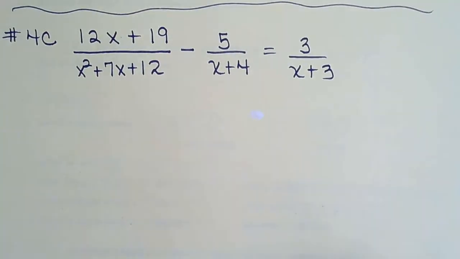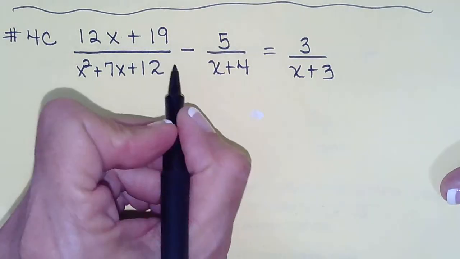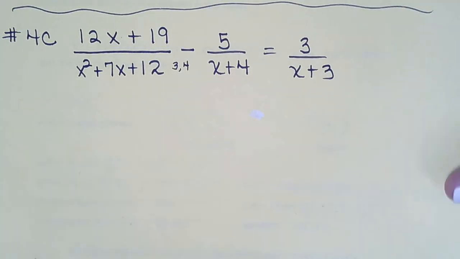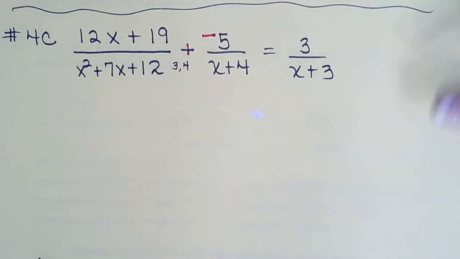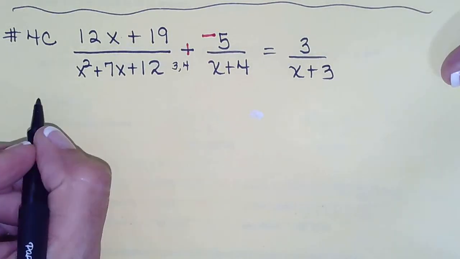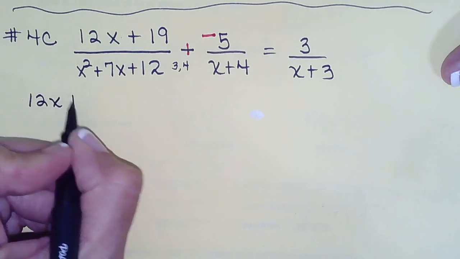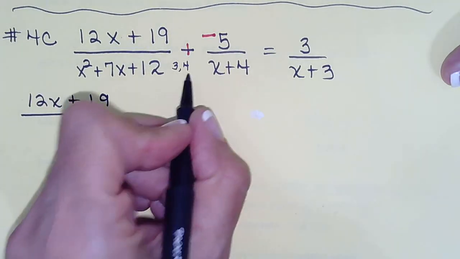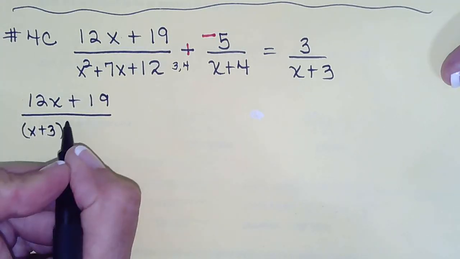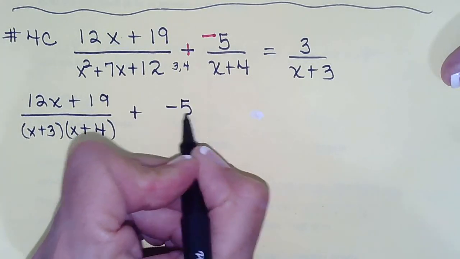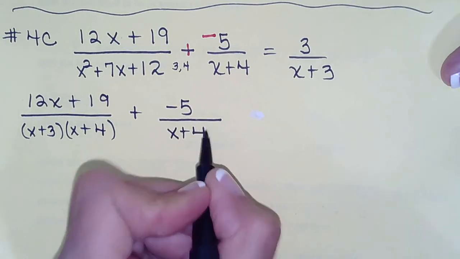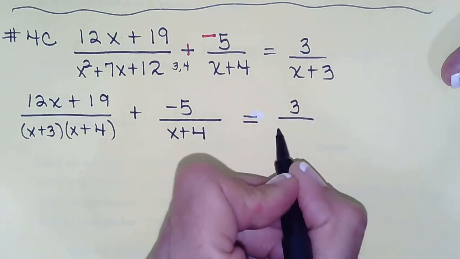So remember, we have to find an LCD and our restrictions first, and we can't do any of that until the denominator's factored. So we're looking for factors of 12 that add to 7, looking like 3 and 4. Oops, and I see a danger zone here. Add the opposite. Get that negative up there so we don't lose it later. And all plus signs, so it's going to be all plus signs when we go to write it. So 12x plus 19, and then it's going to be x plus 3, x plus 4. And you can see 3 plus 4 does give us 7, which is what we wanted. Plus negative 5 over x plus 4 equals 3 over x plus 3.